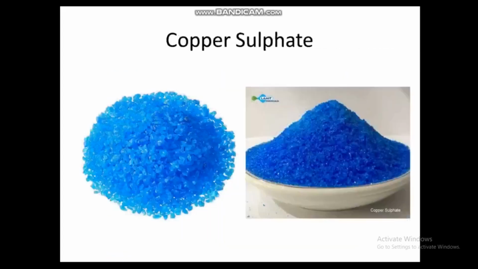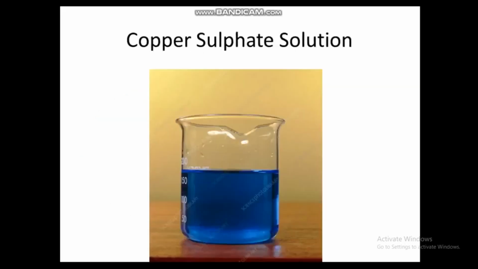Then in the next one we have copper sulphate, very important and very beautiful, which is blue in color, and it is a salt. We cannot consume it because it is not the table salt that we eat, it is a different one. In chemistry we have hundreds of types of salts, and this is one type, copper sulphate, a very famous salt. And this is the copper sulphate solution.